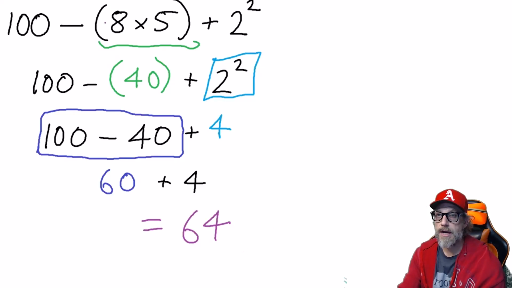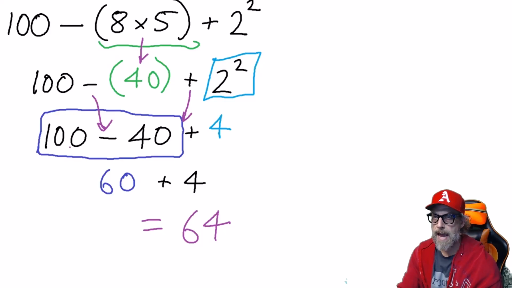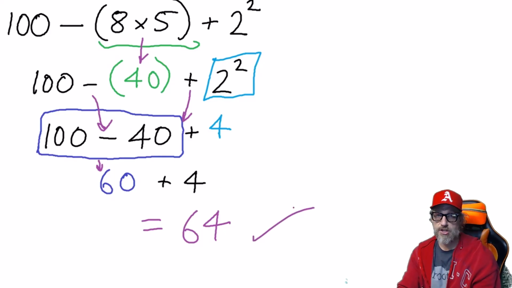Let's do a quick check. The multiplication 8 times 5 is accurate. We did it first because it's in parentheses. Our exponent looks accurate. We copied things down correctly. I'm always focusing on my signs. It was a subtract, then an add. 100 minus 40 is 60, and definitely needed to do that first and then add second. So it looks like we have a check.